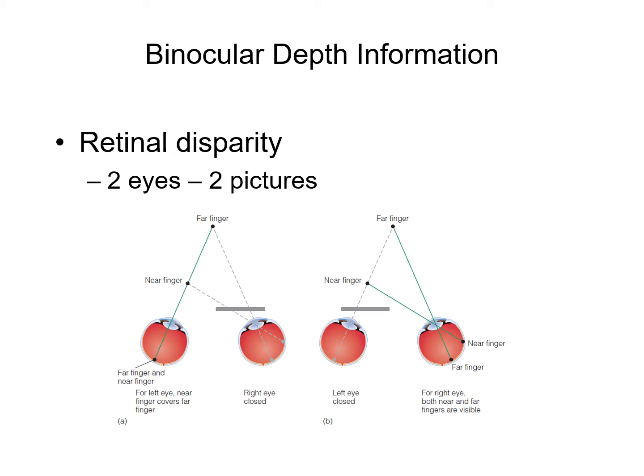So what's happening is you are getting that left eye so that it's in line, and the near finger is blocking out the far finger. Then you switch eyes, and you block off the left eye, and with that right eye, of course, the far finger is right in view, and the near finger is just over to the left.